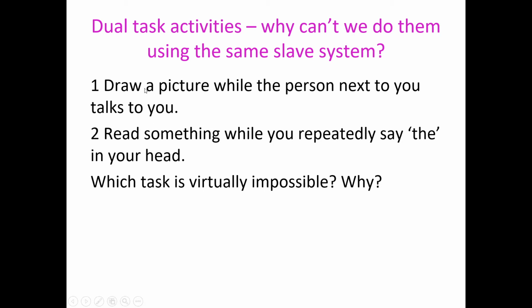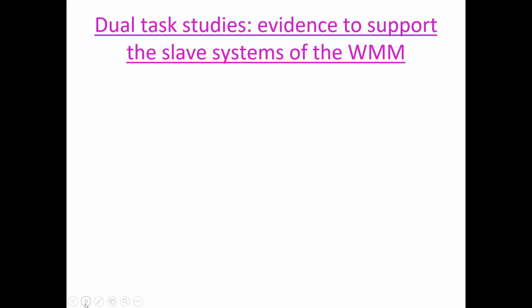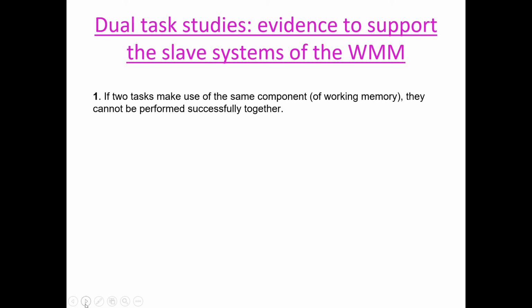But this one, you're using the visuospatial sketchpad and you're using the phonological loop. You're not overloading one system. Two systems together, fine. One system with two tasks, can't be done. Even if you're Stephen Hawking or the most brainy person in the world, you can't do it. You just can't do it. Your brain literally does not work like that.